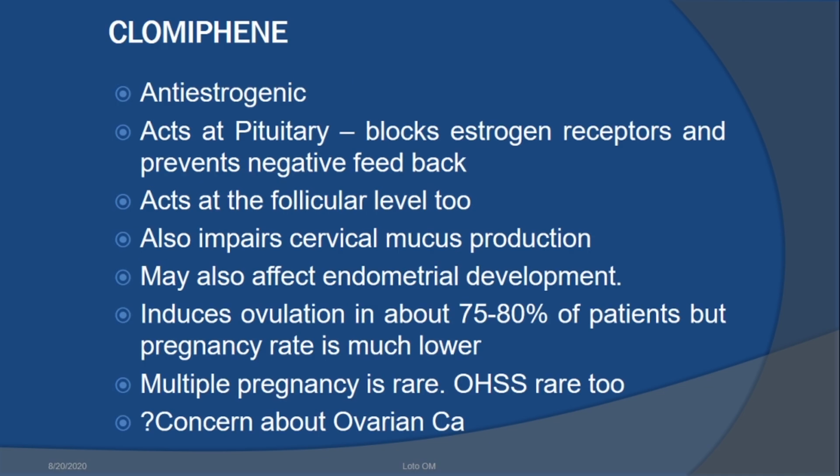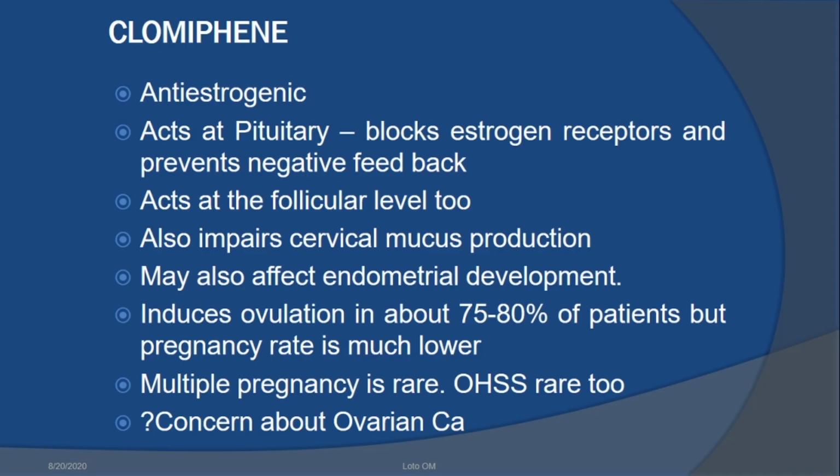Clomiphene is an anti-estrogen drug. It acts at the pituitary by blocking estrogen receptors and prevents negative feedback, such that the pituitary will continue to produce more gonadotropin. It acts at the follicular level too, and also impairs cervical mucus production. And that is why when you give clomiphene, you may achieve ovulation without achieving pregnancy because of the effect on cervical mucus.